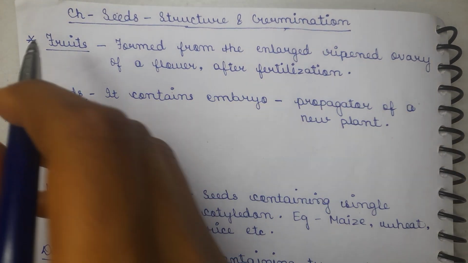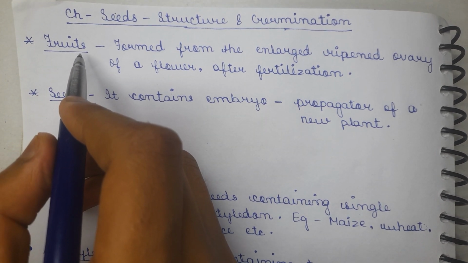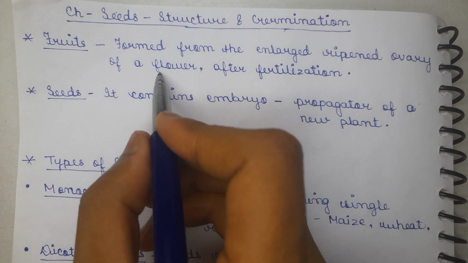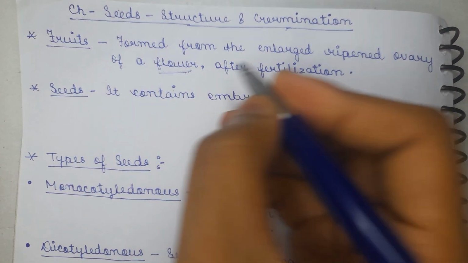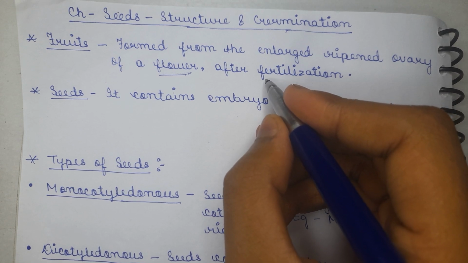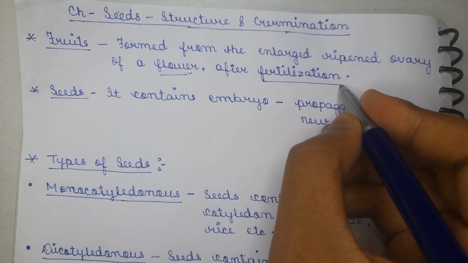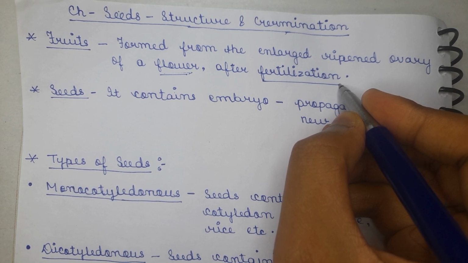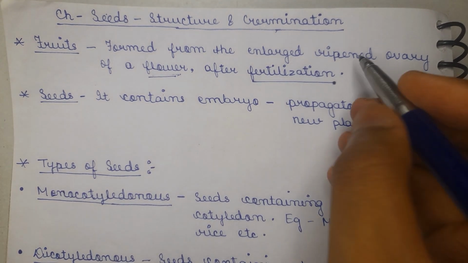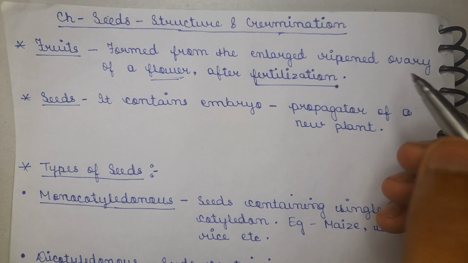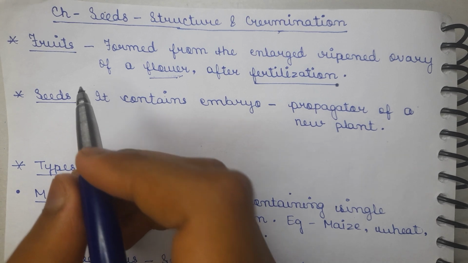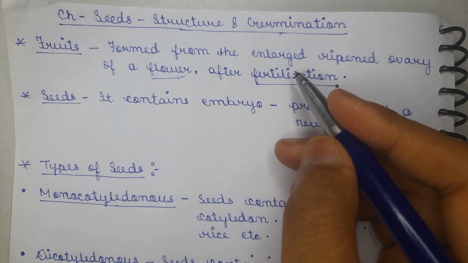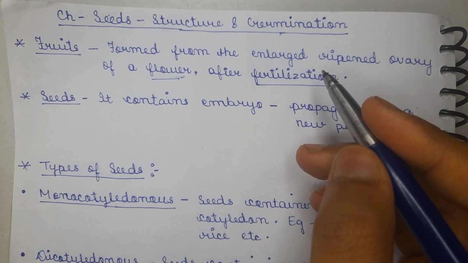First of all, we need to understand about the fruits. What are these fruits? They are formed from the enlarged, ripened ovaries of flowers. We have already discussed the process of fertilization, in which the ovary becomes the fruit and the ovules become the seeds. The major functions of the fruit in a plant's life cycle are to protect the seed and help in the dispersal process.